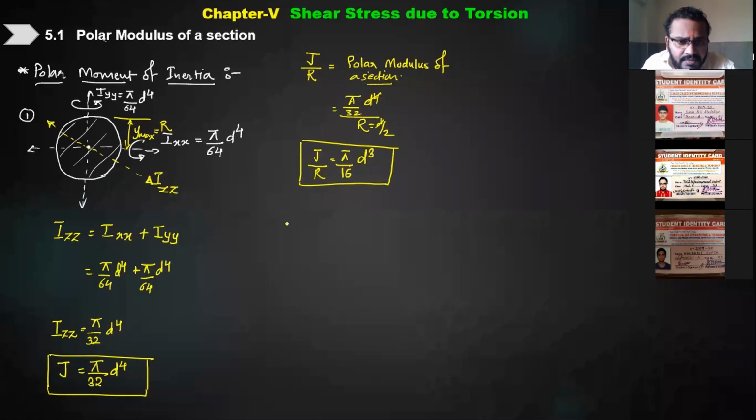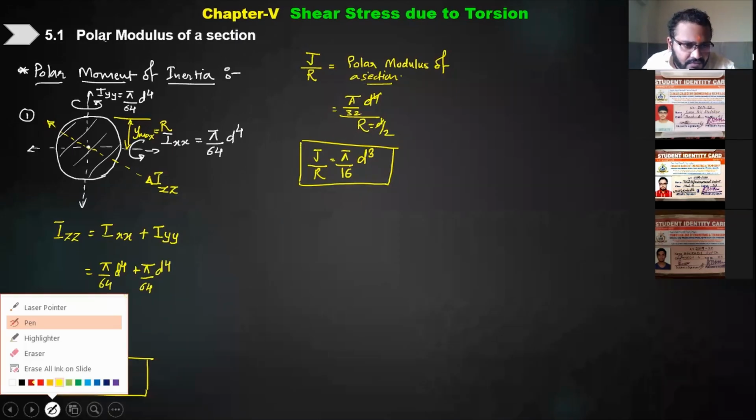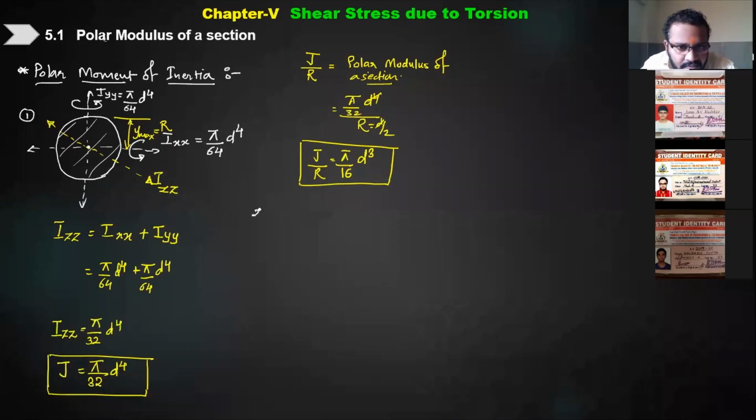Okay. Now similarly, if I have another cross section, but this time it is a hollow circular cross section. We have a hollow circular cross section such that the smaller diameter is small d and the bigger diameter is capital D. Now can you tell me what is the polar moment of inertia and polar modulus?